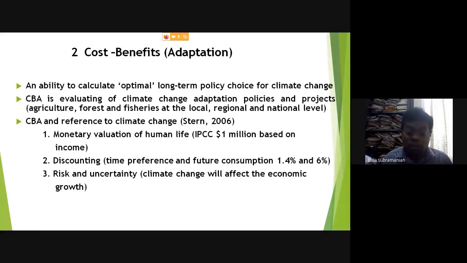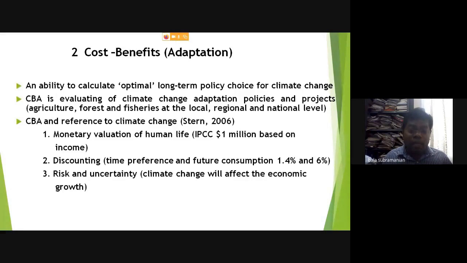At present we are involved with the government of Karnataka on the state action plan on climate change. On the coming 29th we have a CM meeting. We are going to give our policy suggestions to the government on how they are going to implement adaptation to climate change at the state level. So that is the context of cost benefit analysis with reference to climate change.